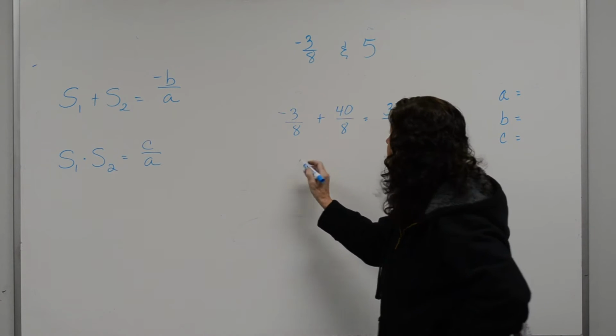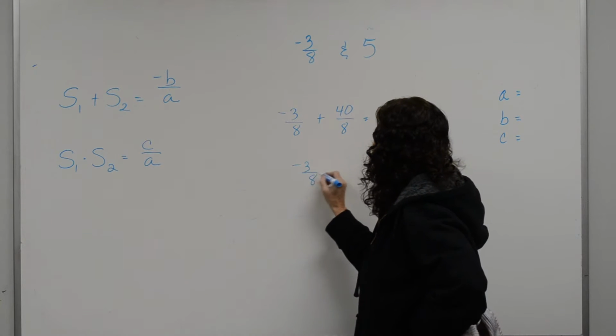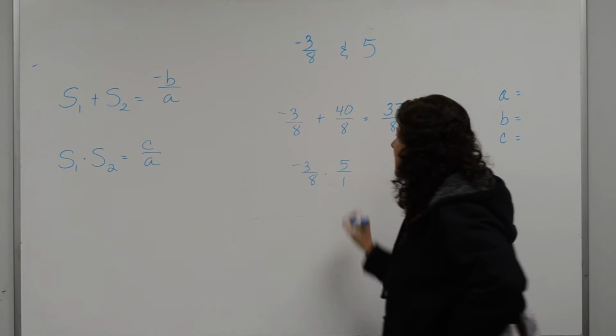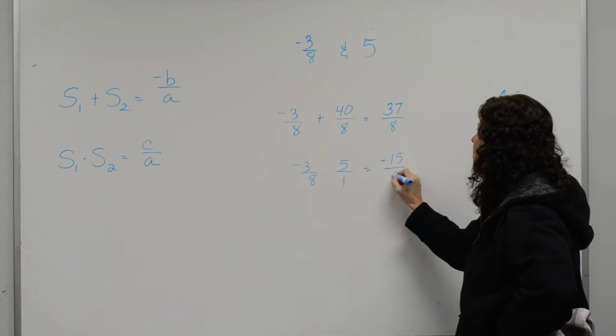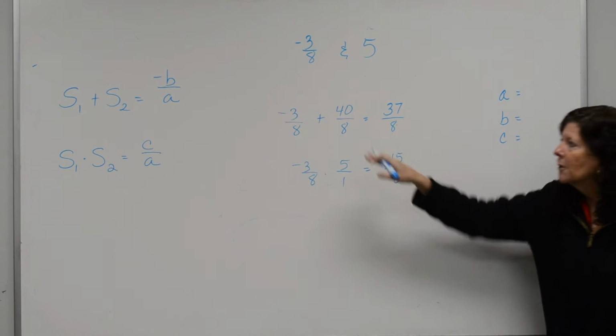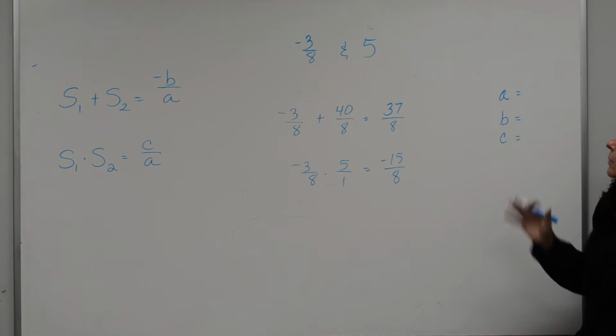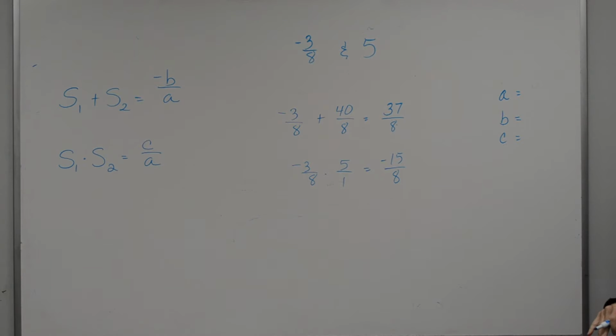Down here, I multiply. Remember, 5 is the same as 5 over 1. So I get negative 15 over 8. So now I go through and ask, what's a, b, and c? What's a? 8. Top and bottom, both a. What is b?